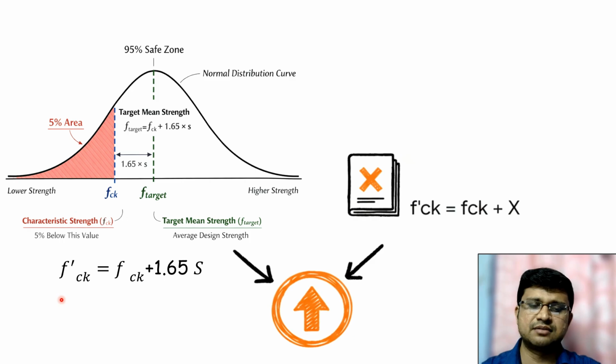So we can calculate the target mean strength based on this particular equation, or we can calculate the target mean strength based on this other equation also. This is F-CK equals FCK plus X. This X is an empirical value. For a different problem, it may happen that the standard deviation is different, but we must still achieve one particular empirical value for all conditions. So our IS code is saying that we have to use both equations and we have to select the higher value for calculating the target mean strength.